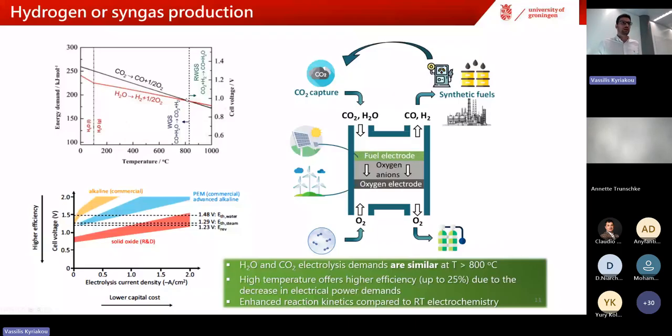How do you do that? You practically have an oxide ion ceramic conductor. These have a fluorite structure like yttria stabilized zirconia, and you have two electrocatalysts on the two sides of this membrane. On the fuel electrode side, we supply the CO2 and the steam, and you electrolyze to CO and hydrogen, and you remove the oxygen. You practically pump out the oxygen to a stream which we usually supply with air. So we enrich air with oxygen.